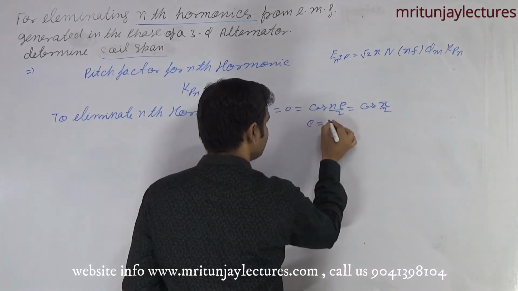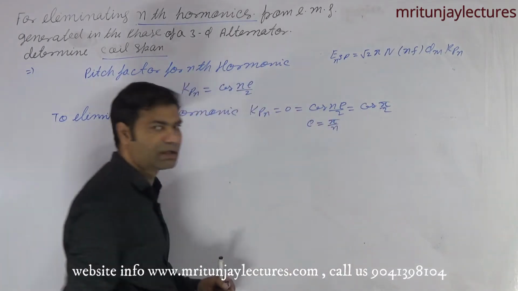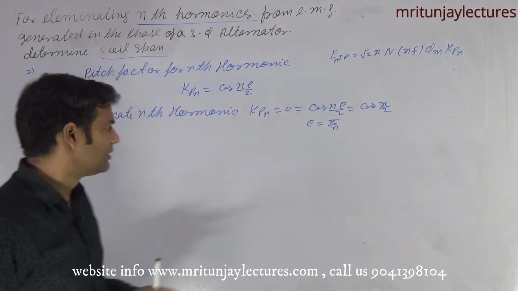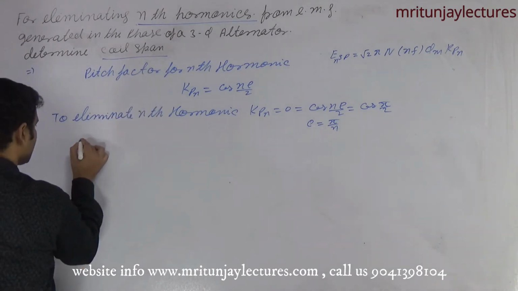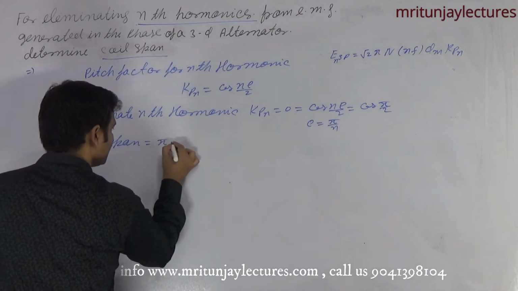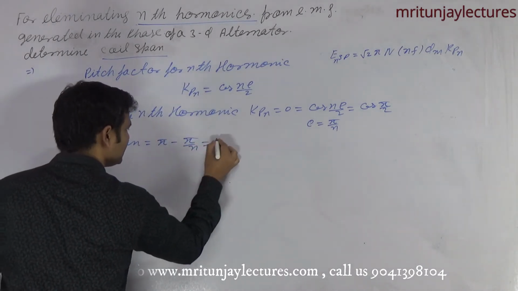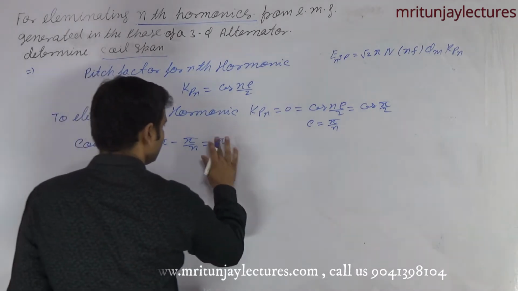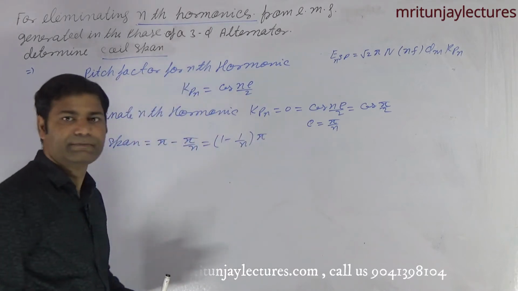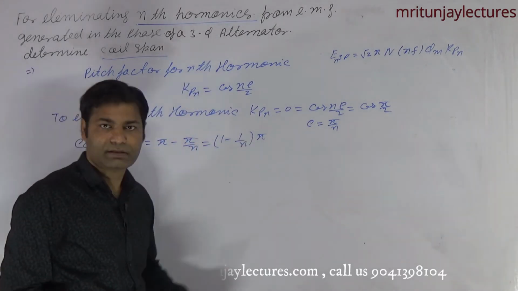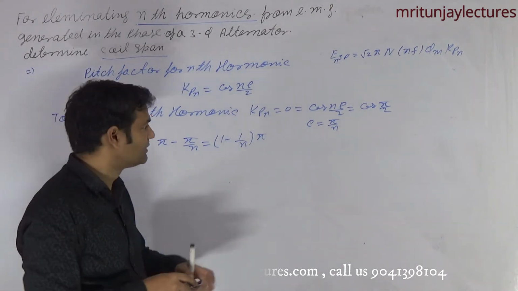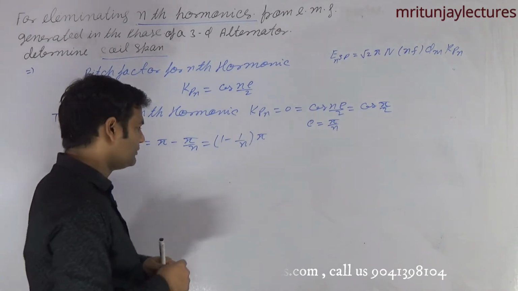What about rho? That is pi by n. Chording angle is equal to pi by n. What about coil span? Coil span is equal to pi minus pi by n. It is written as pi, or you can write 1 minus 1 by n into pi. Okay, this is the final answer. Now another motto: what is the physical significance of this?